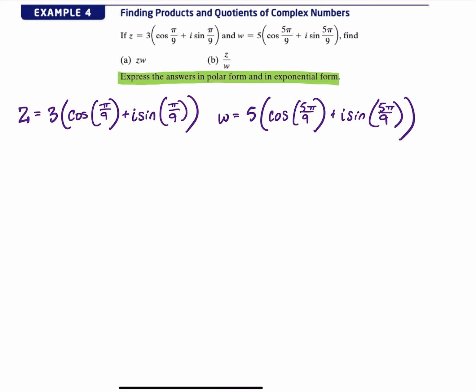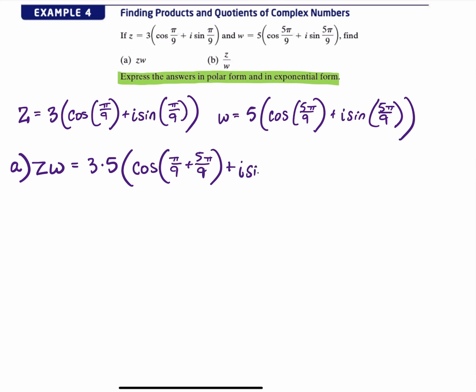So for part A, let's find z times w. So we will multiply the r values, so that'll be 3 times 5. And then we will add the angles together. So let's put this into polar form first. So this should be the cosine of pi over 9 plus 5 pi over 9 plus i times the sine of pi over 9 plus 5 pi over 9.